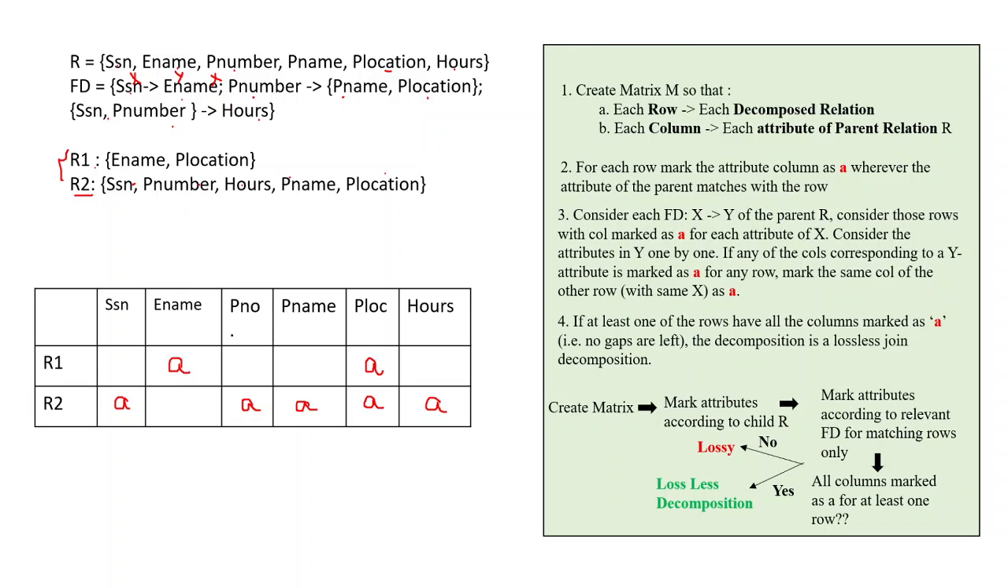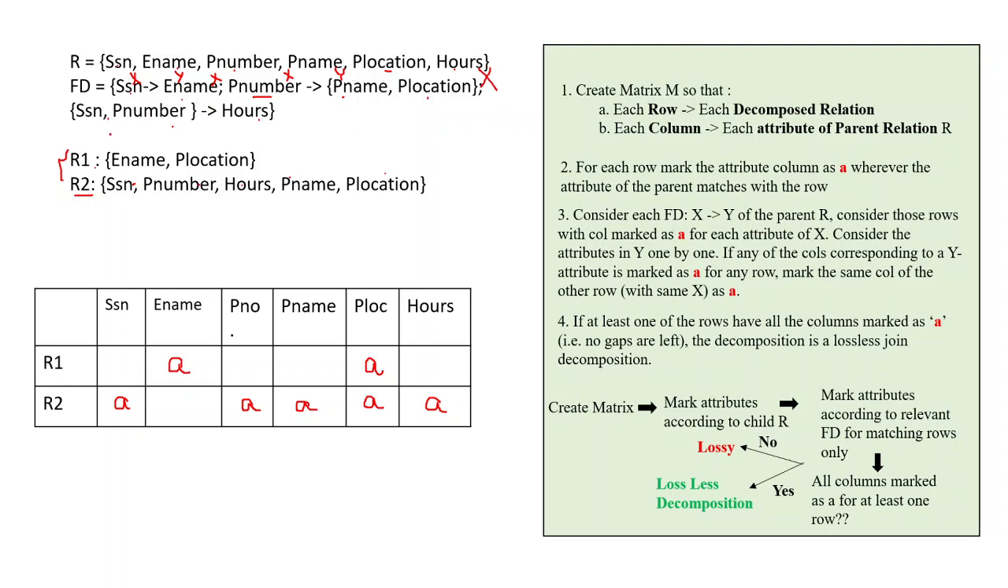Next, we move on to the next functional dependency where P number gives P name and P location. So this is your X and this set together is your Y. So let's find out those matching rows which have their P number marked as A. Now in this case, R2 has P number marked as A, but R1 does not have the P number marked as A. So we cannot consider this functional dependency.